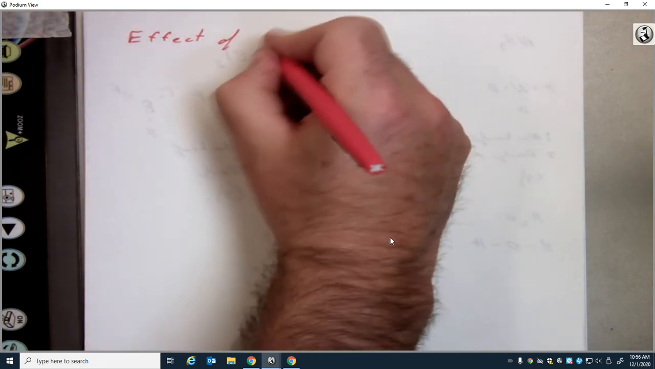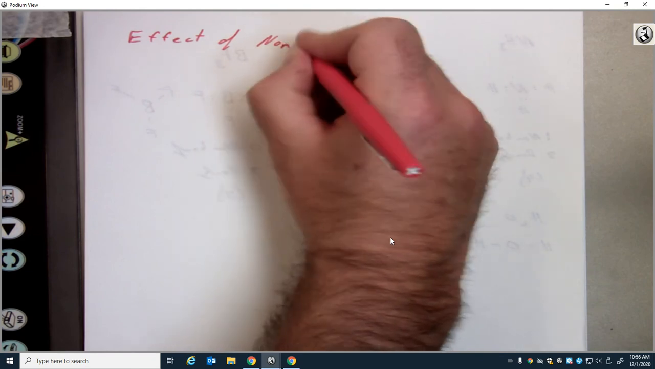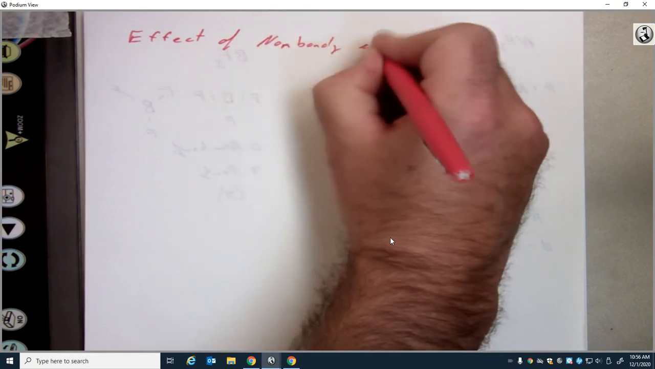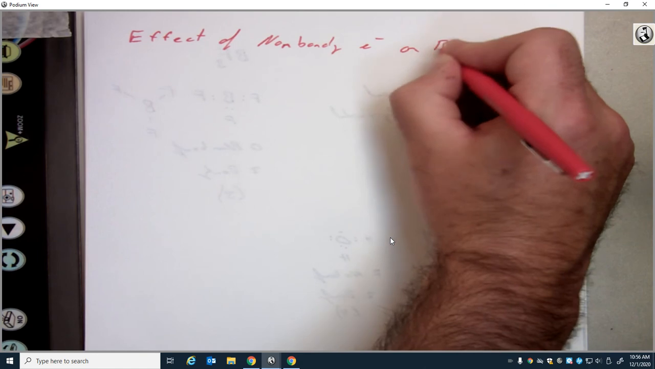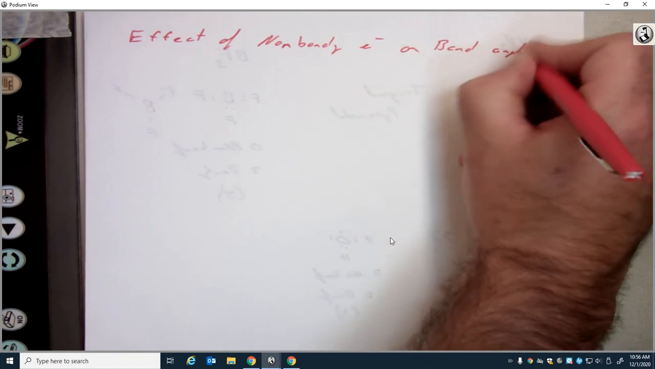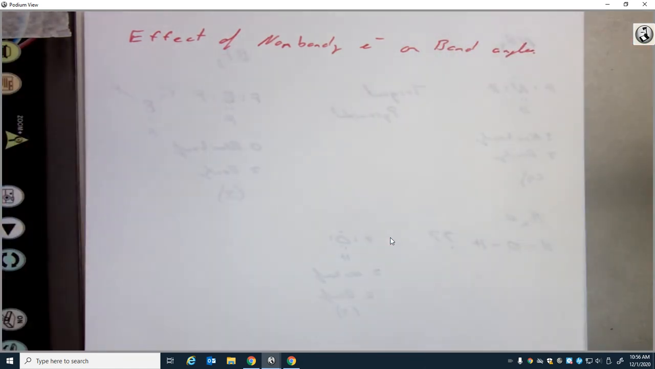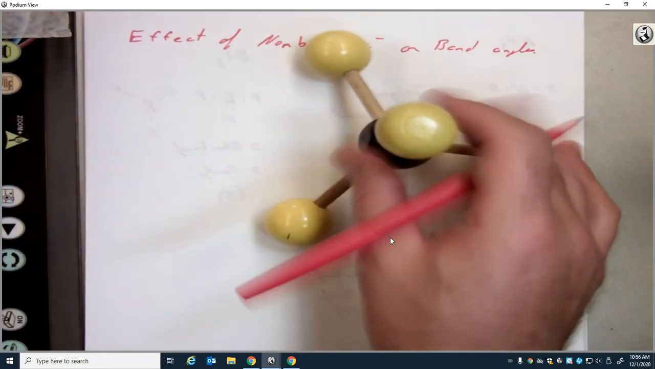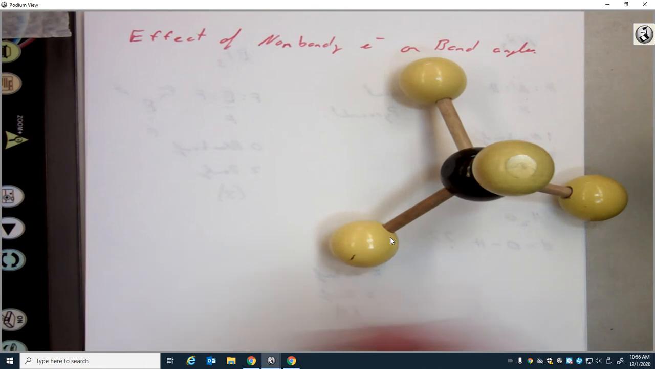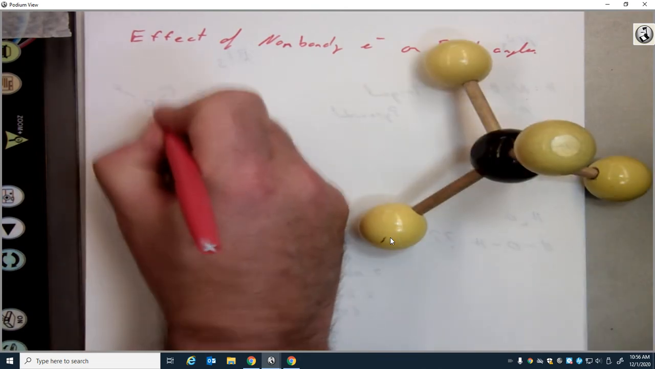Now, the effect of non-bonding electrons on bond angles. So what I wanted to do is start with our tetrahedral. This is our CH4.